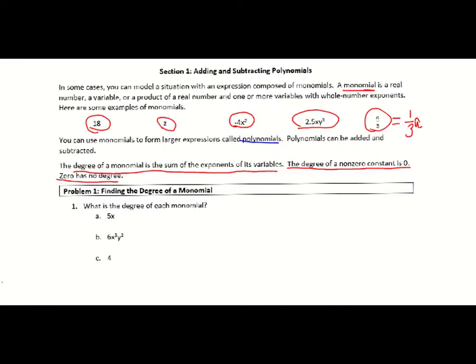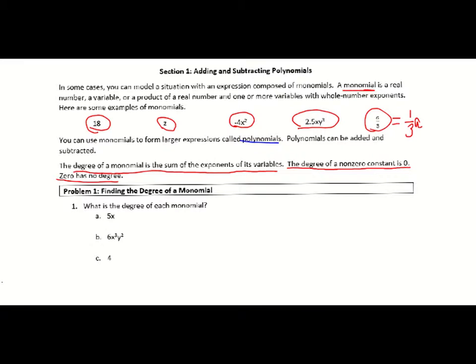So the first thing we're going to take a look at is finding the degree of monomials. If there are variables, it's just the sum of the exponents. If there is no variable and the number is not 0, the degree is 0. If the number is 0, then there is no degree. So these three sentences are going to be vital to this first section. So in our first problem, we want to find the degree of some different monomials. So in part A, we want to find the degree of 5x.